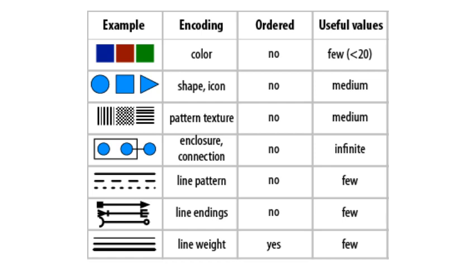Things like shapes or icons, medium as well, we're not going to be able to just differentiate between them. Same goes for patterns. And then things like enclosure or connection, that's fine because that's kind of a yes or no. It's almost like a binary interpretation that we have to have.